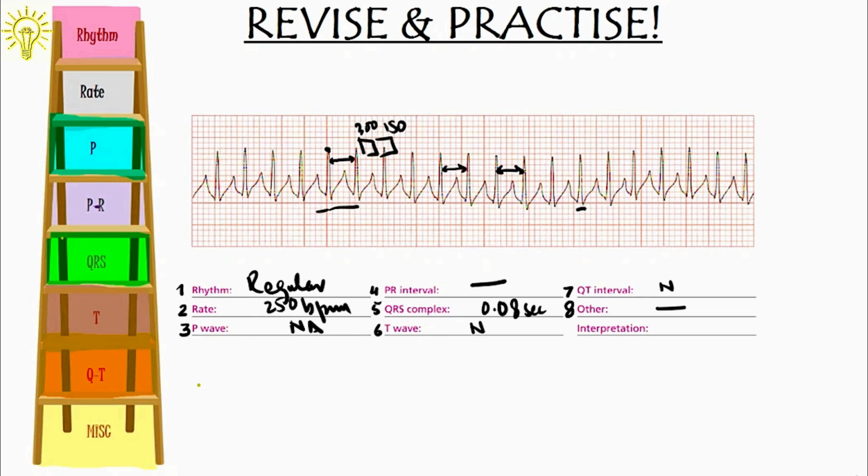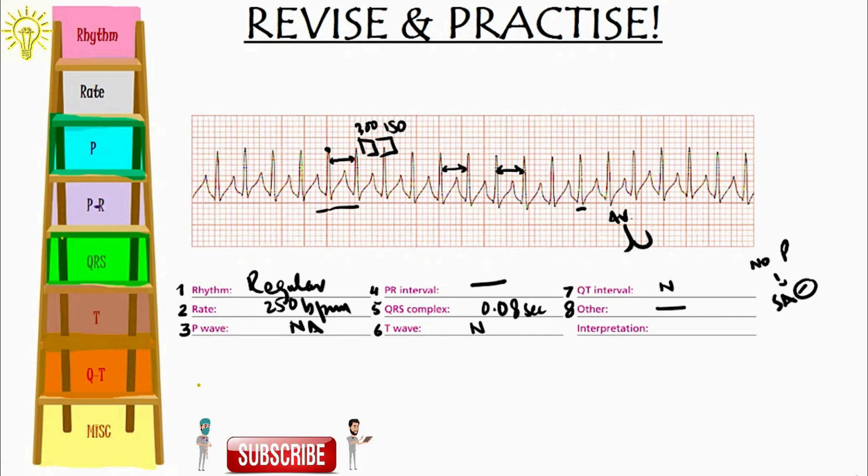So basically, one thing is clear: when there is no P wave, there is no sinus rhythm, right? The SA node is eliminated. This means that the beat is coming from somewhere like the AV node, and it is going downwards into the ventricle causing a narrow complex or narrow QRS complex, right? So this is an SVT or supraventricular tachycardia.